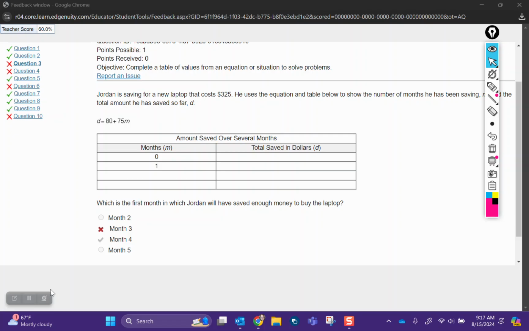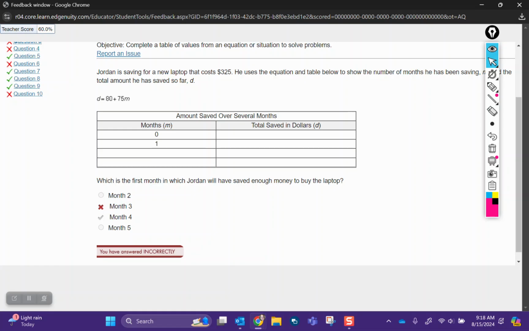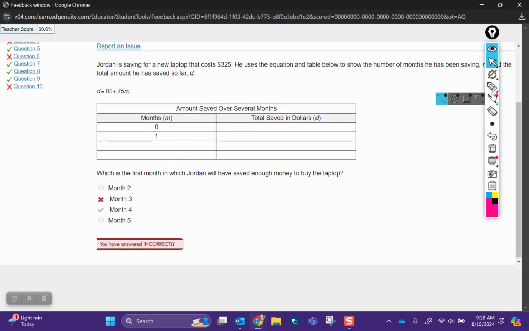So for this first example, it says Jordan is saving for a new laptop that costs $325. He uses the equation and table below to show the number of months he's been saving, M, and the total amount he has saved so far, D. Which is the first month in which Jordan will have saved enough money to buy the laptop? So we're just plugging in our inputs, which is the months for M. So we're plugging in, and I've got this new app here to see if I can write right on the screen a little better.